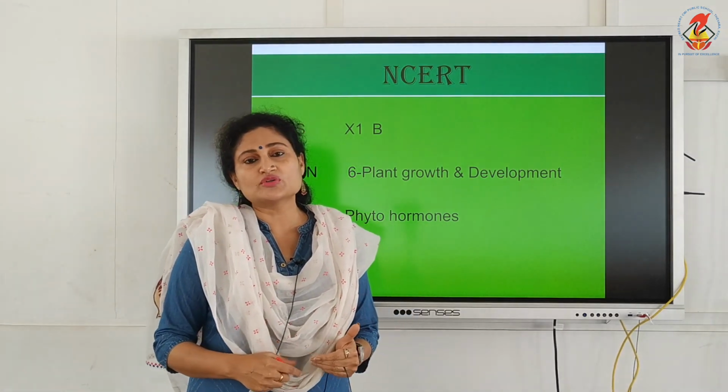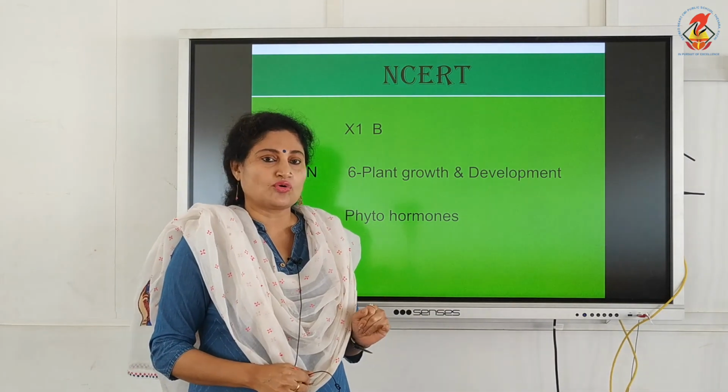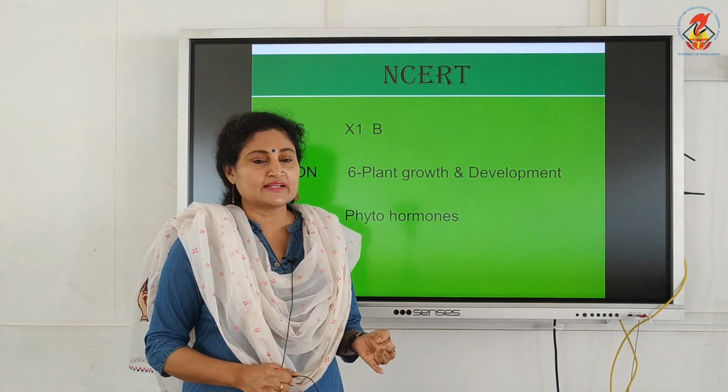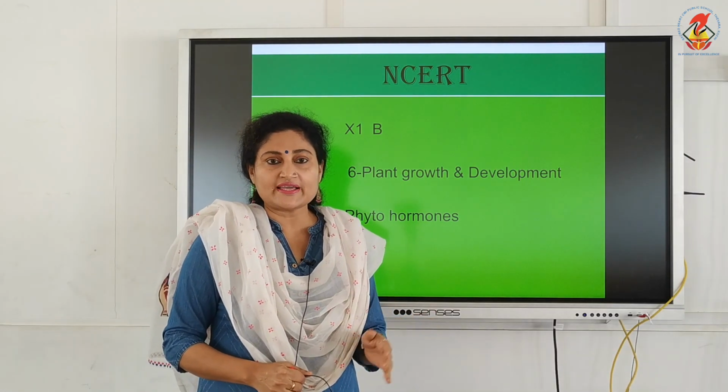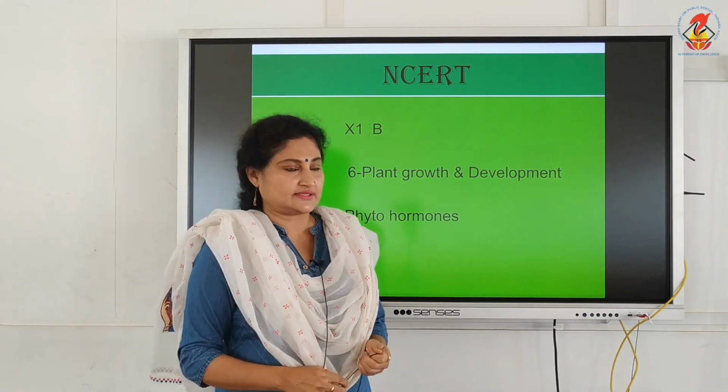And we know phytohormones, there are 5 categories of phytohormones: auxins, gibberellins, cytokinins, ethylene and abscisic acid. So, for all 5 I will be using mnemonics. Let us start.